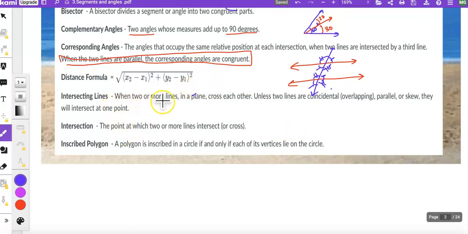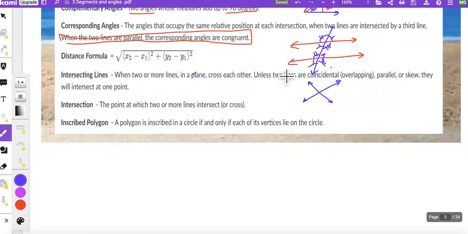Intersecting lines: when two or more lines in a plane cross each other. Unless two lines are coincidental, overlapping, parallel or skew, they will intersect each other. So let's just draw two lines over here. I have drawn one line over here. I have drawn one line over here. You can see they are intersecting. Okay, just an example. Intersection: the point at which two or more lines intersect. This means this is the point where the lines are intersecting. This will be known as the point of intersection.